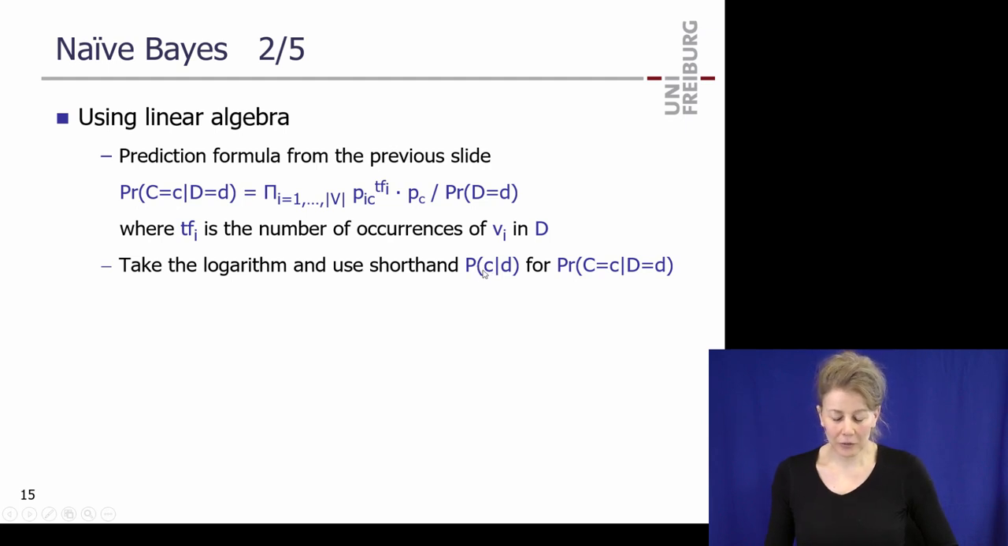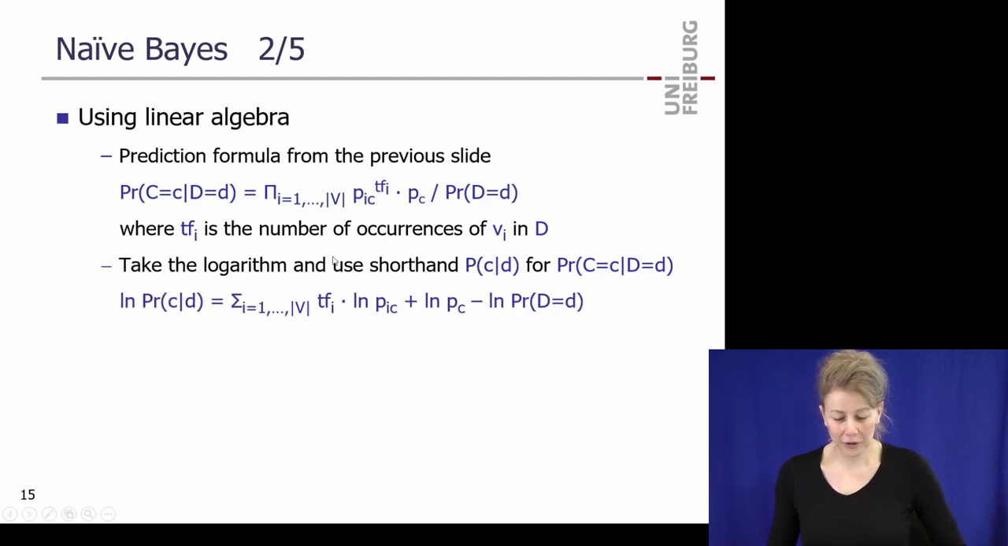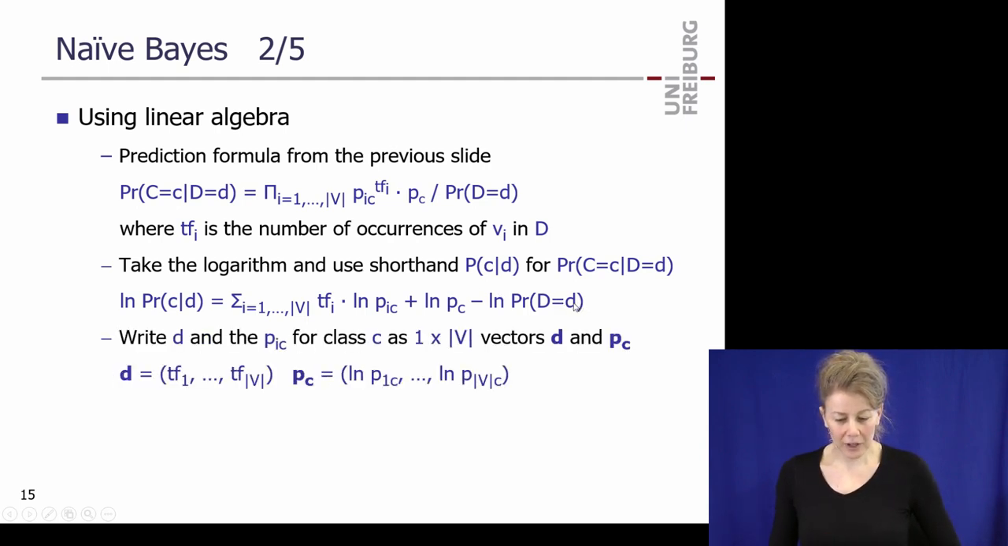So this is the probability of a class for a document, and I now take the logarithm for various reasons, which we learned in the last lecture, one of which is that now everything becomes linear. The TF is now pulled in front. I multiply it now with the log probabilities. Here I also have a log probability minus the log of this thing, which we don't know and never need. And now we could write it like this. You also did it for the exercise sheet.